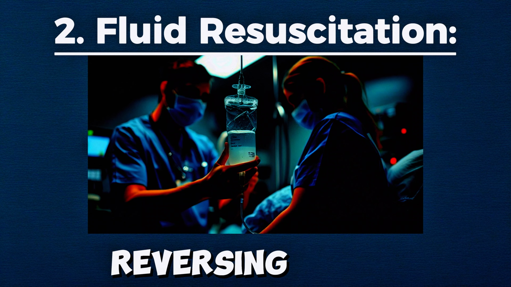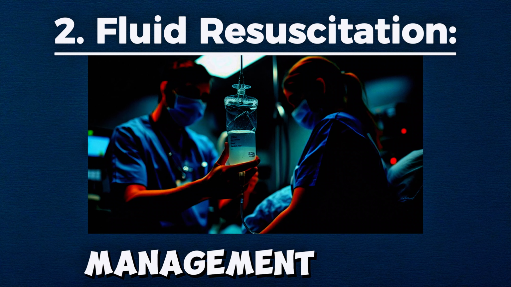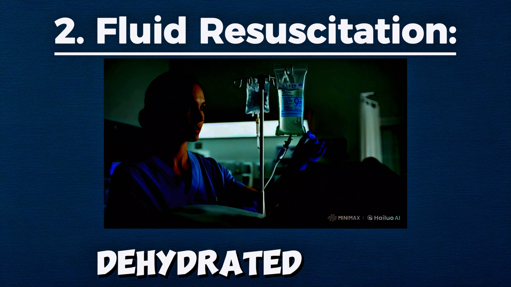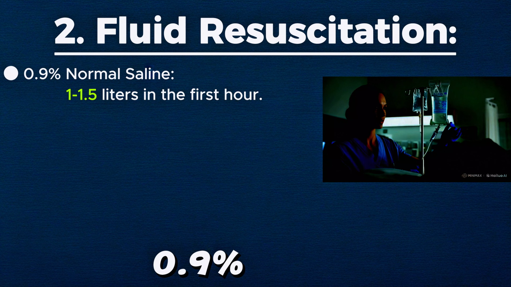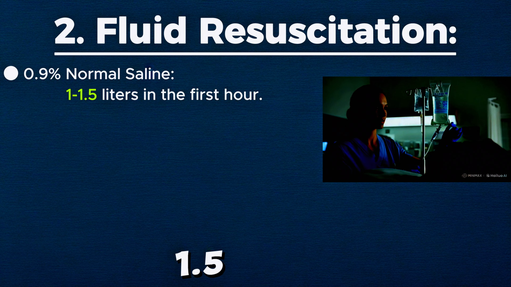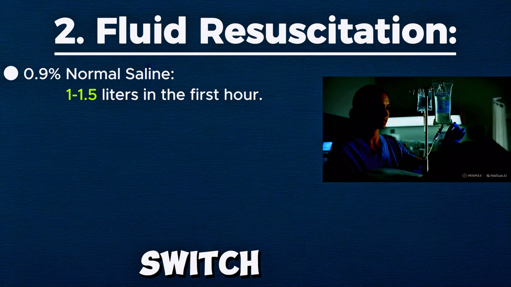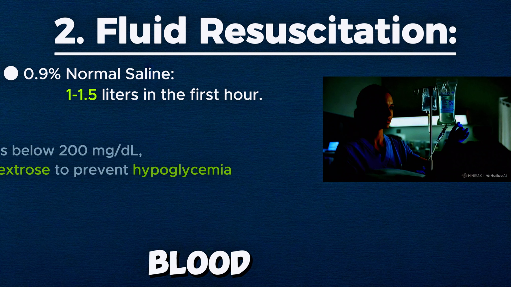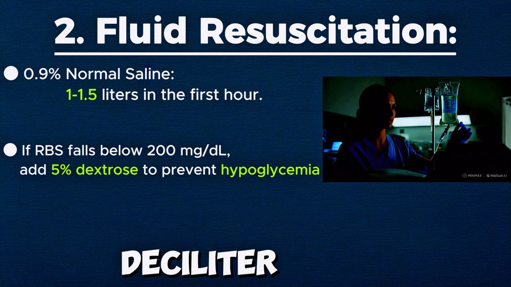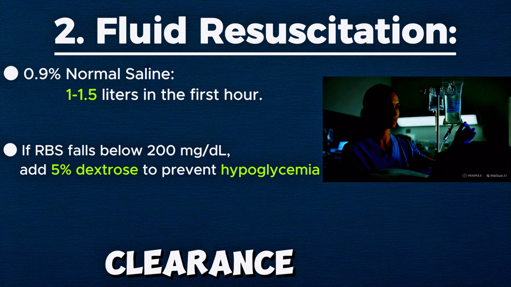2. Fluid resuscitation, reversing dehydration. Next comes fluid replacement, the cornerstone of DKA management. Most patients are significantly dehydrated, up to 6 liters of fluid deficit. Begin with 0.9% normal saline, 1 to 1.5 liters in the first hour. Adjust based on serum sodium. Switch to half normal saline if corrected sodium is normal or high. Once blood glucose falls below 200 milligrams per deciliter, add 5% dextrose to prevent hypoglycemia while continuing ketone clearance.